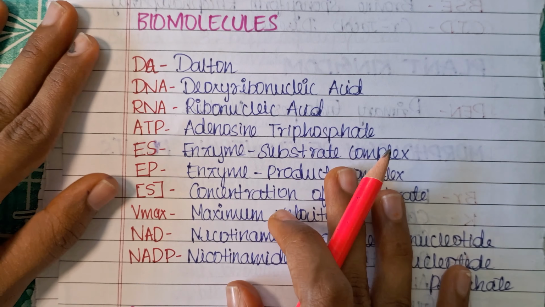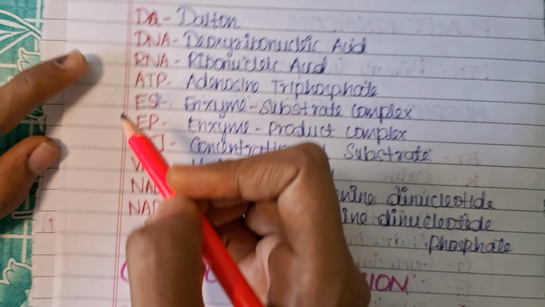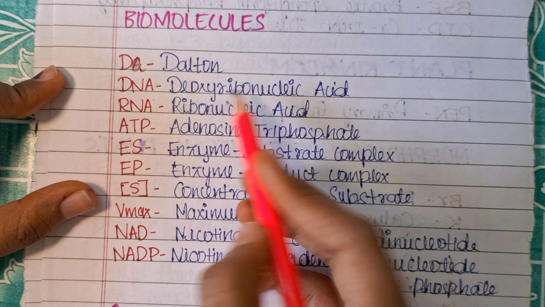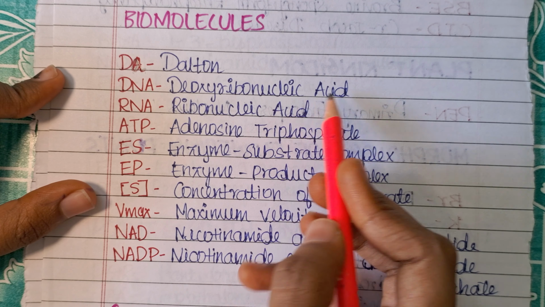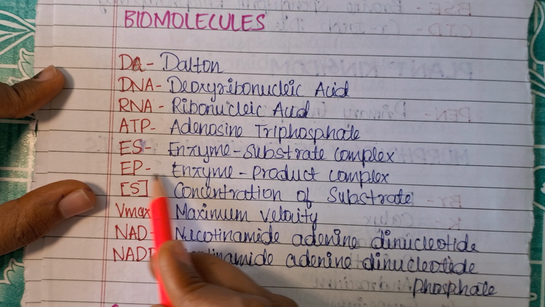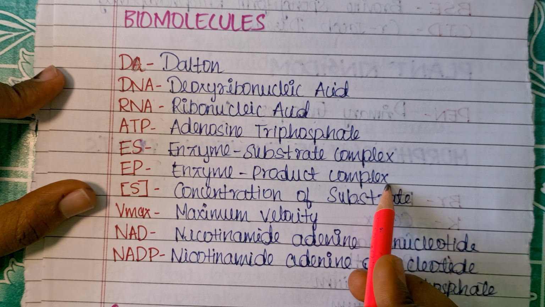Now biomolecules. Da is for Dalton. It is a small a. Da is for your Dalton. DNA is for deoxyribonucleic acid. RNA, ribonucleic acid. ATP, adenosine triphosphate. ES, enzyme substrate complex. EP, enzyme product complex. Whenever we denote square brackets, that means concentration, right? So concentration of your substrate. S is your substrate and E is your enzyme.